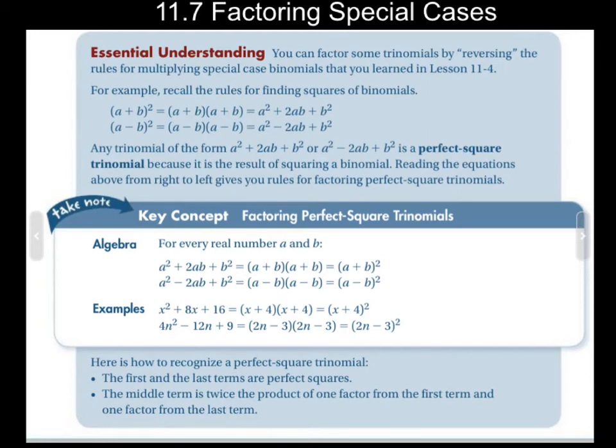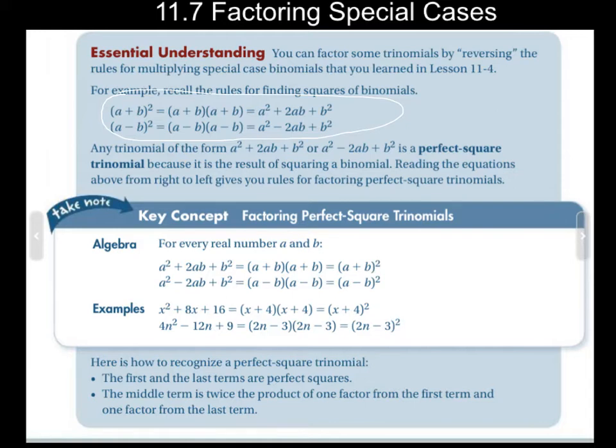In section 7, we're going to be talking about factoring special cases. Now, the nice thing about this is, much like the special cases that we talked about with multiplying, where we talked about squaring the binomials, like these things up here, if we remember the pattern, great. It's a shortcut. It might save a little time. If we don't remember the pattern, we just do things the way we've always been doing it.